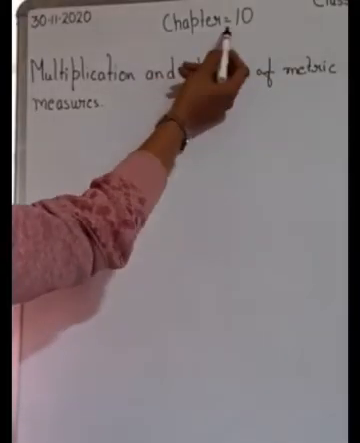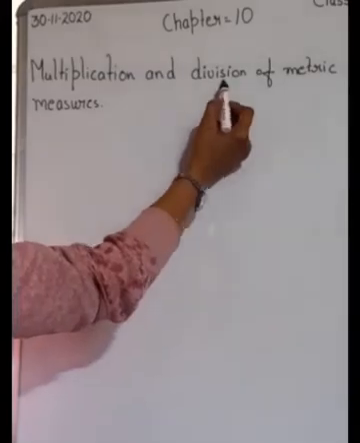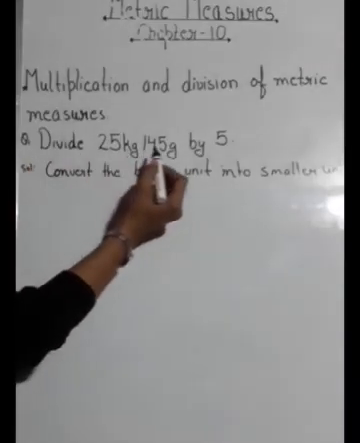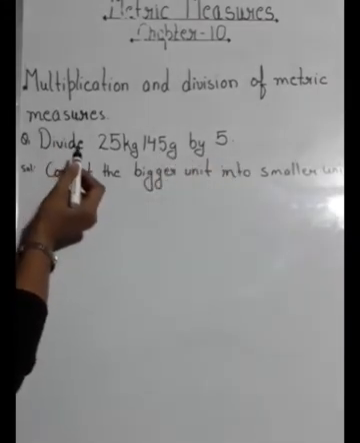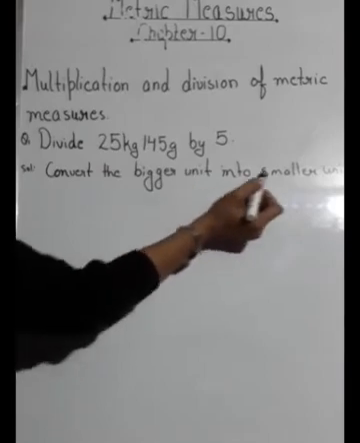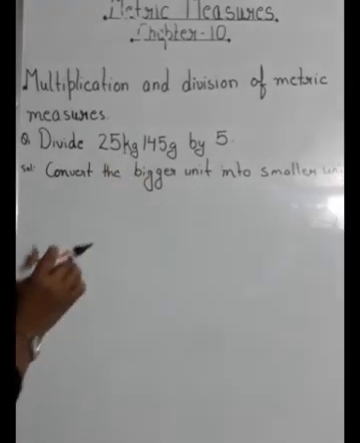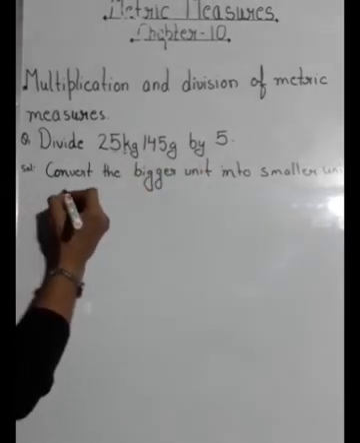Class four, we are doing the last topic of your chapter number 10. We have done multiplication and today we will learn division of metric measures. Question number 1 is divide 25 kg 145 gram by 5. Okay. So in division, first you have to convert the bigger unit into a smaller unit. So what is the bigger unit over here? It's kg. So first you have to convert this 25 kg into grams. Okay. So we will do it.